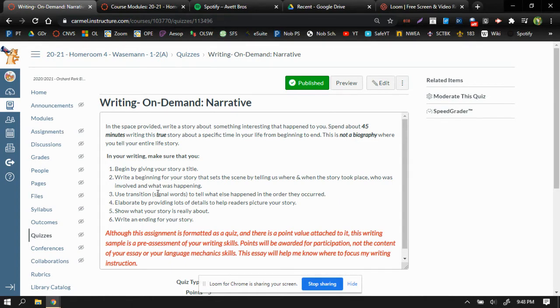As you write, I want you to use transition words that tell me what else happened. Okay, your story is going to have a beginning, so you're going to explain the events of the story in the middle, and then you're going to come up with an ending. And in between the middle and the ending, you're going to elaborate and give me lots of details that'll help myself, the reader, and any other person that reads your story, what's happening, being able to picture it in their head, and then show me what this story is really about. Basically meaning that I want this essay to have a clear idea.